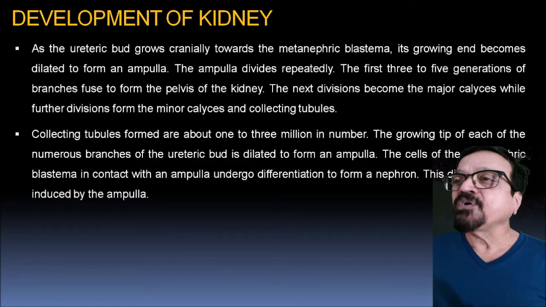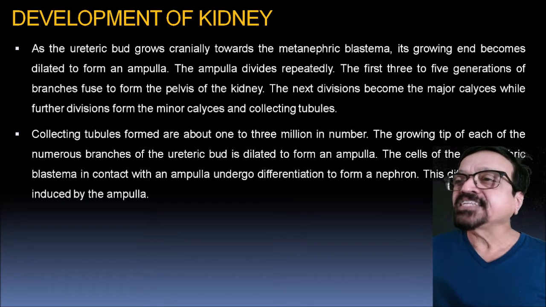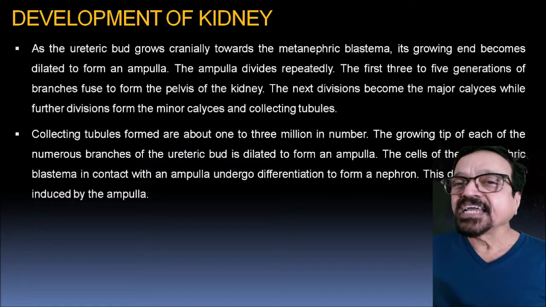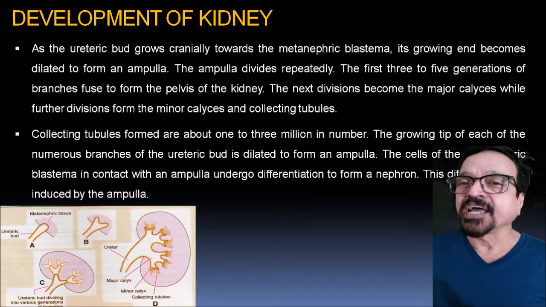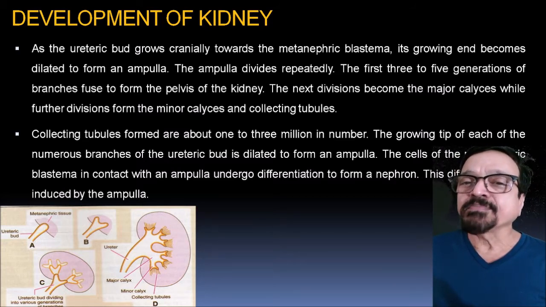The growing tip of each of the numerous branches of the ureteric bud is dilated to form an ampulla. The cells of the metanephric blastema in contact with the ampulla undergo differentiation to form a nephron. This differentiation is induced by the ampulla. Now this diagram explains it, how it happens right from the ureteric bud towards the formation of calyces.